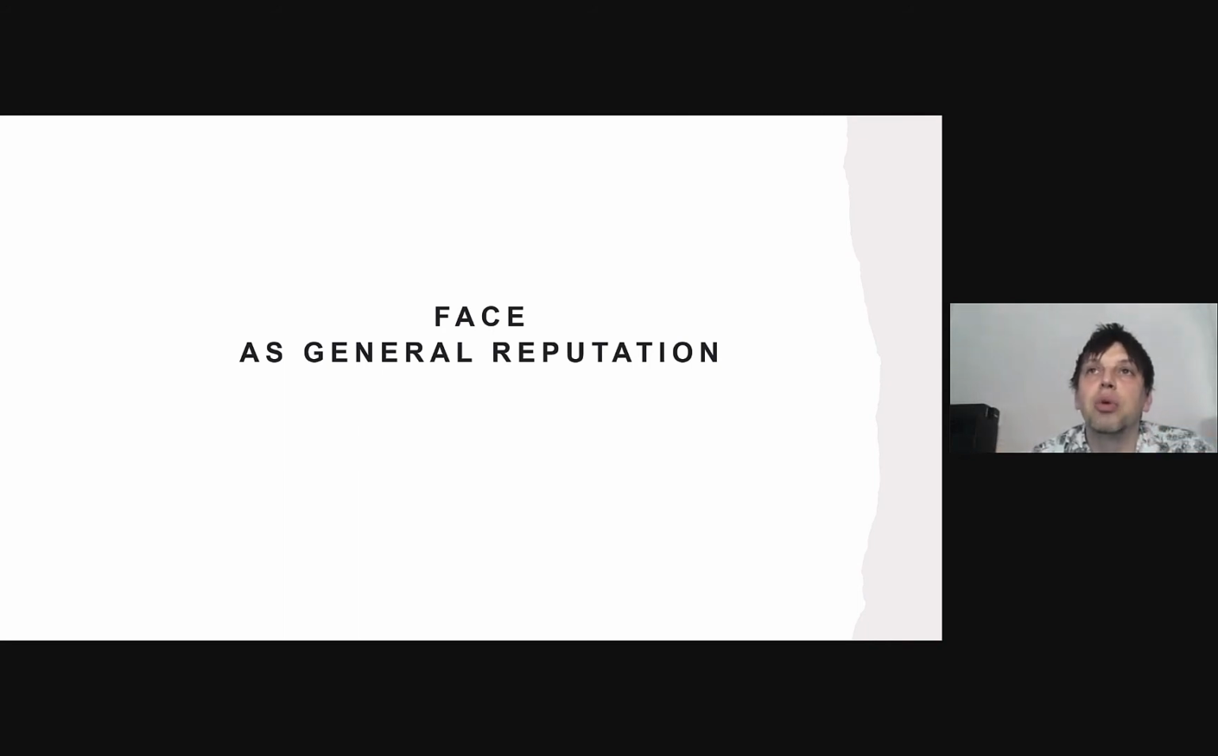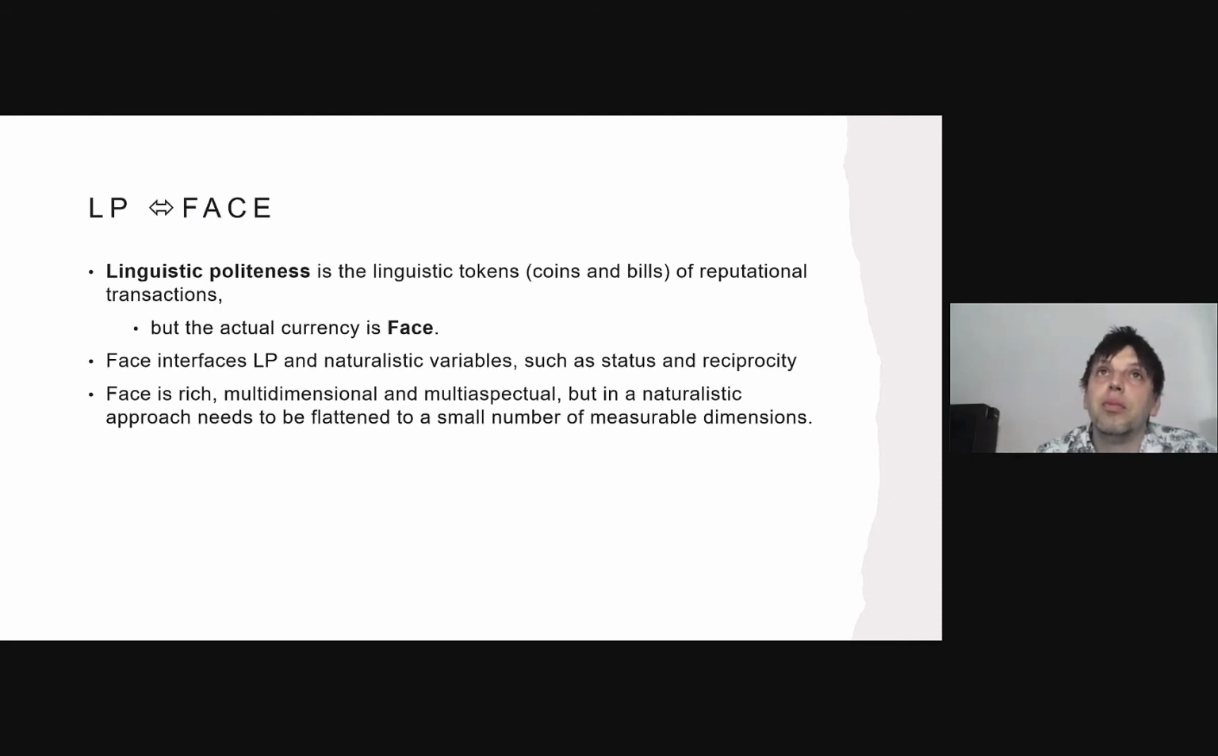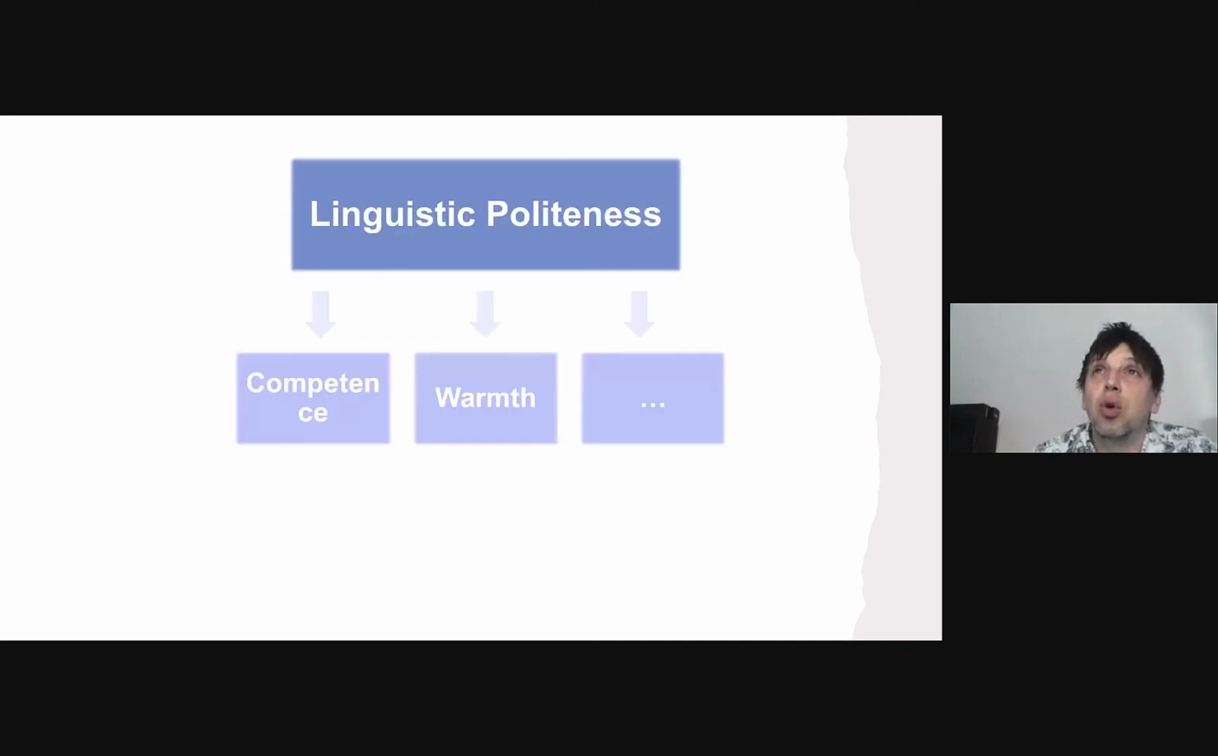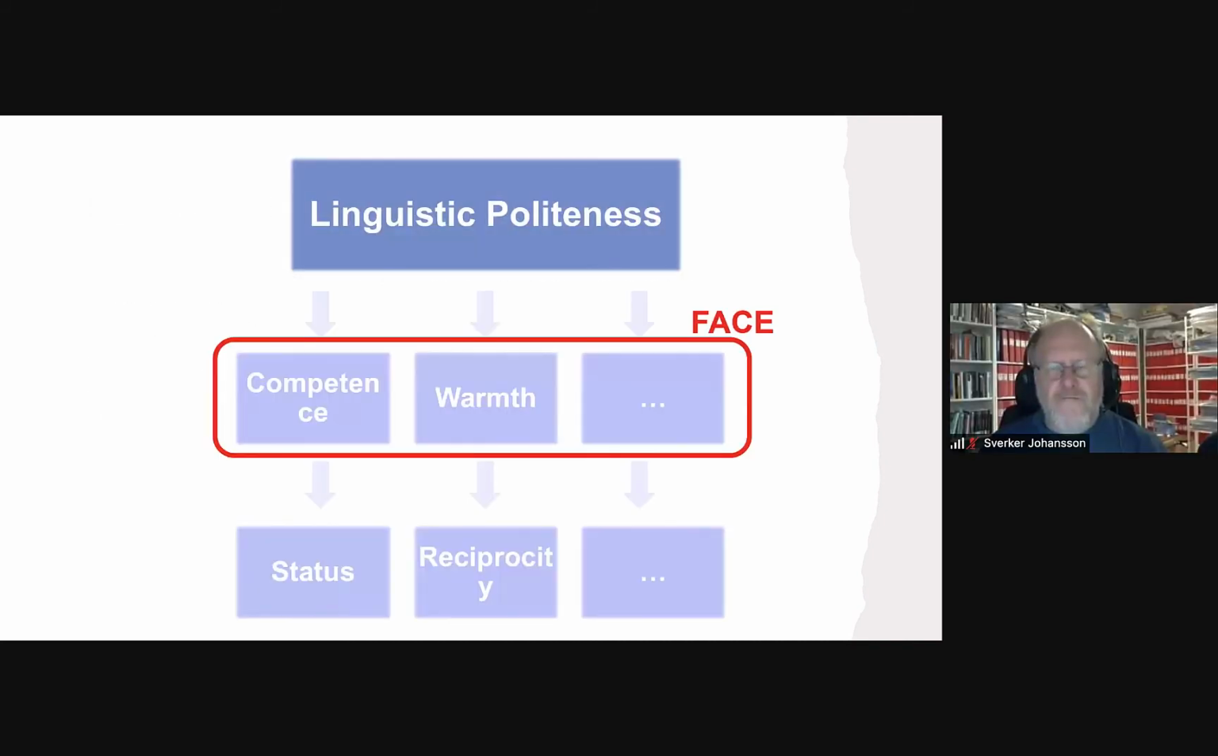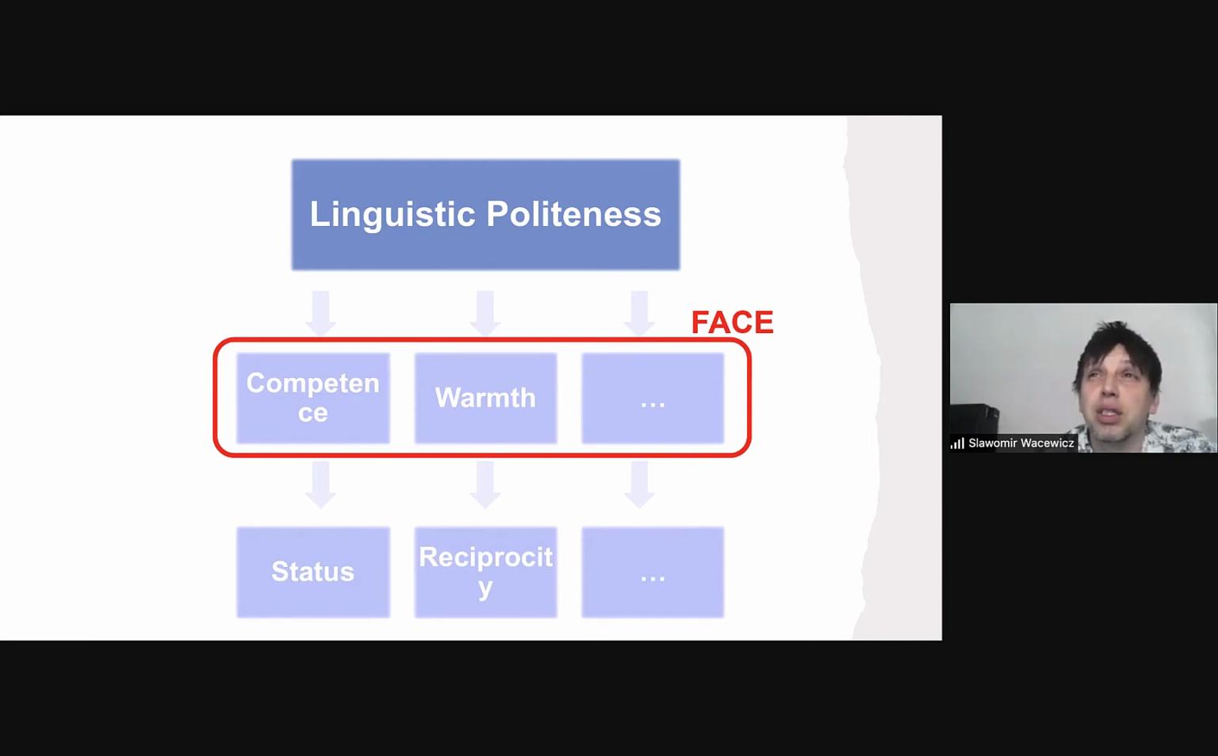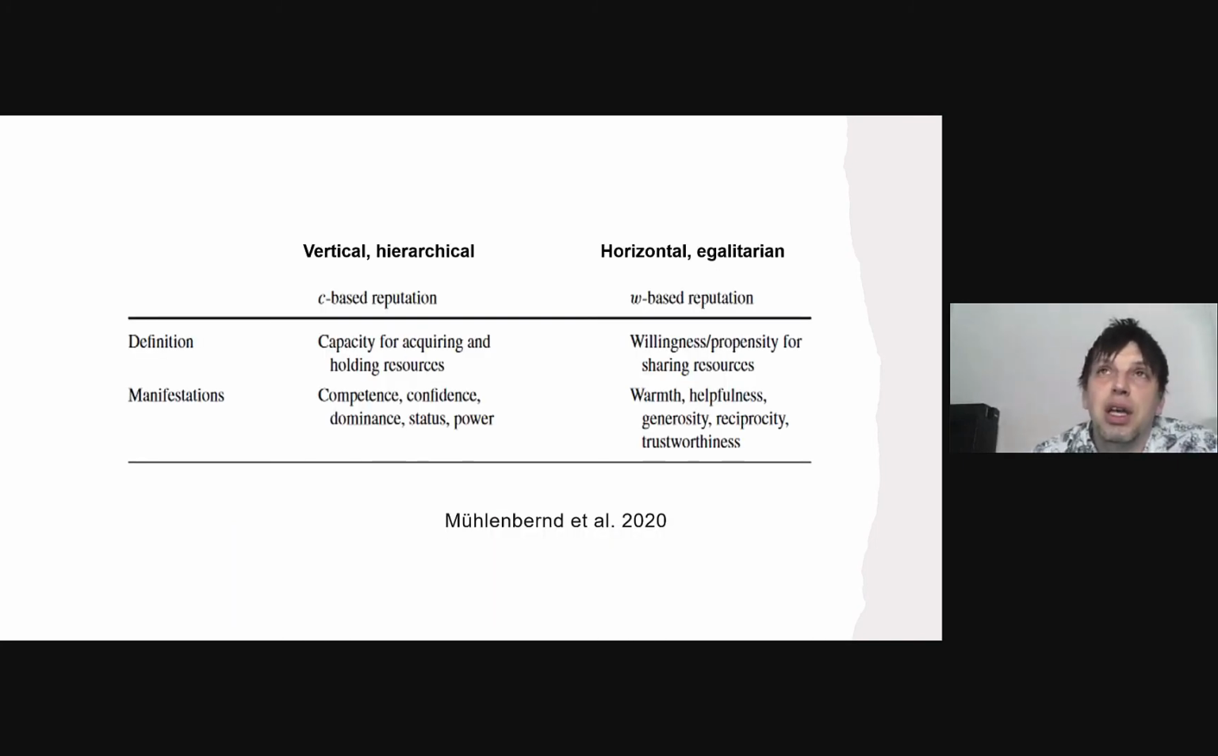Okay, but face is also not a standard measure in behavioral studies. For it to be usable, we would need to ground it in other variables that are recognized in behavioral research, and ideally in variables that are relevant to other primates, for example. So face would be just this middle level between linguistic politeness and variables that are most naturalistic, so to say. And we could say that face is equivalent to general reputation, or we can say that face is equivalent to C-based reputation more specifically.